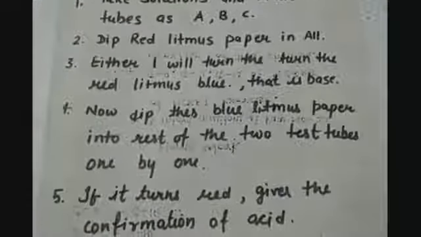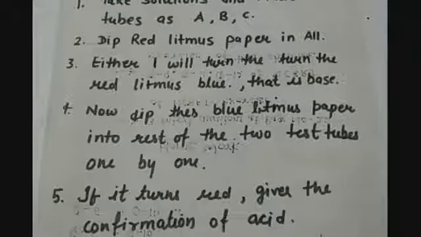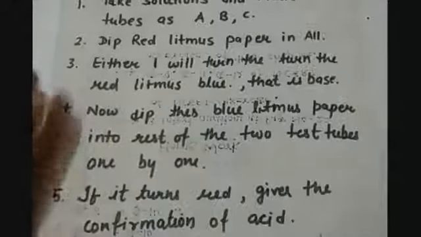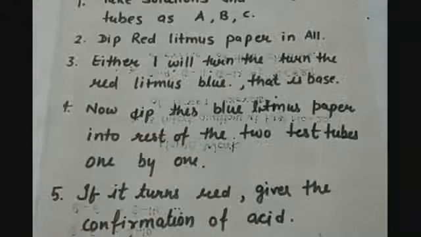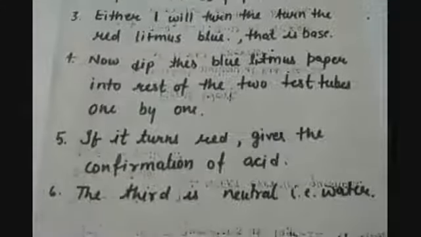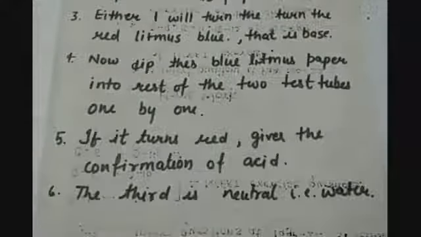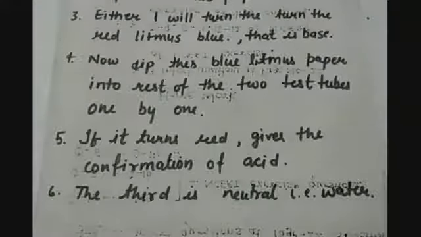Now dip this blue litmus paper, which was obtained by dipping in the base, into the rest of the 2 test tubes one by one, or put one drop from each test tube on the blue litmus paper. Then one solution will turn it red, which confirms the presence of an acid. The third one, which is left, is neutral, that is water, because it has no effect on red or blue litmus paper. That is how we proceed in identifying different solutions.